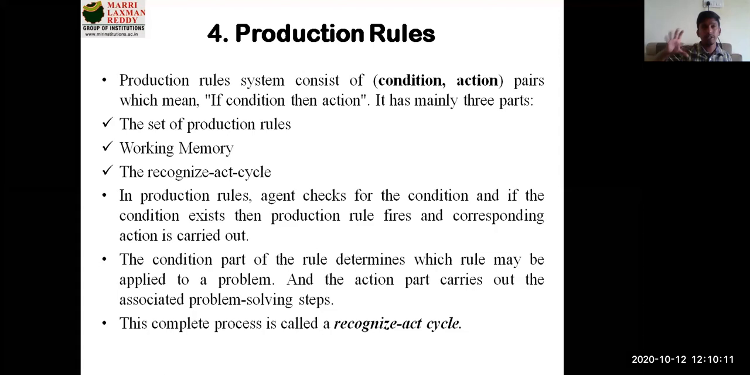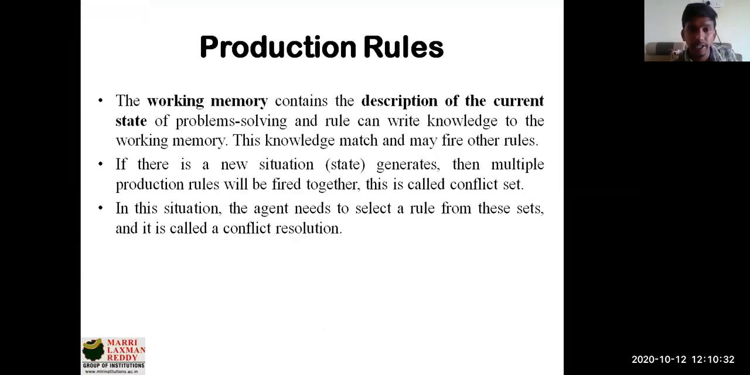So when I talk about production rules, you need to remember condition and action. The condition will take the rule and say which rule can be applied to the problem, and the action will say how a problem can be solved. So the entire process here is called your recognize-act cycle.